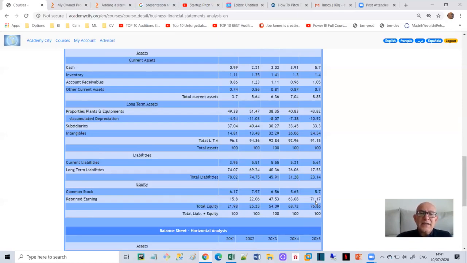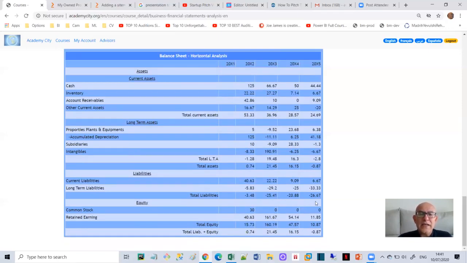Let's look at the horizontal analysis. In the horizontal analysis, we are focusing on the change from one year to another of every account. For example, if I'm looking at the total assets, the second year compared to the first year, we have a little change here, 0.74%. How did I get that number? Let me show you how I do it in Excel.